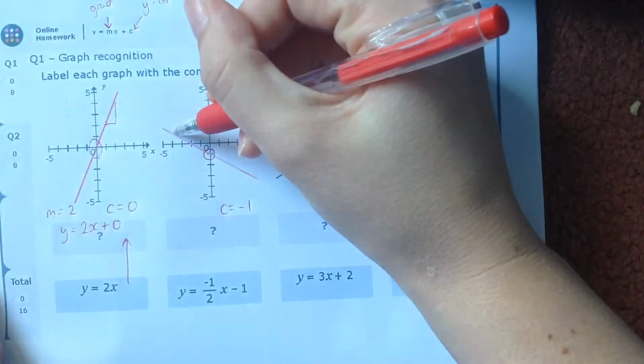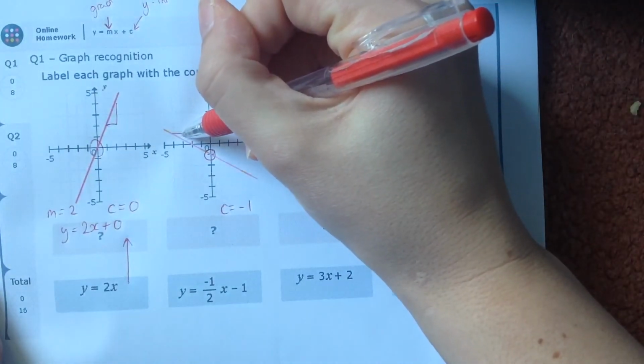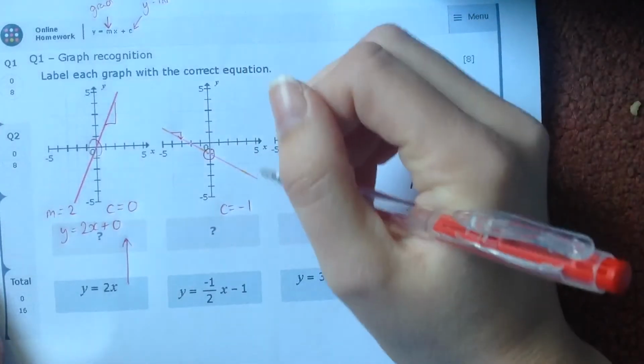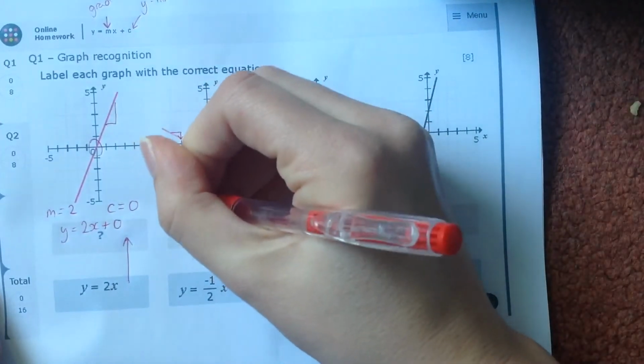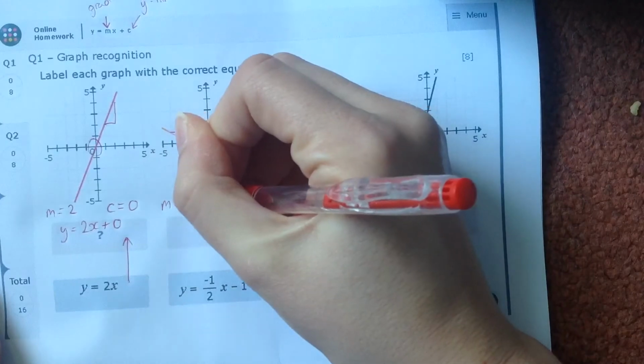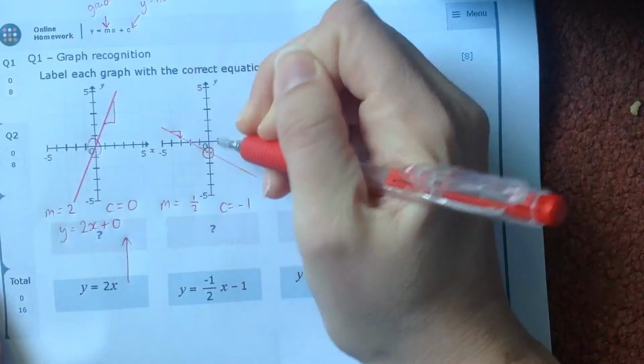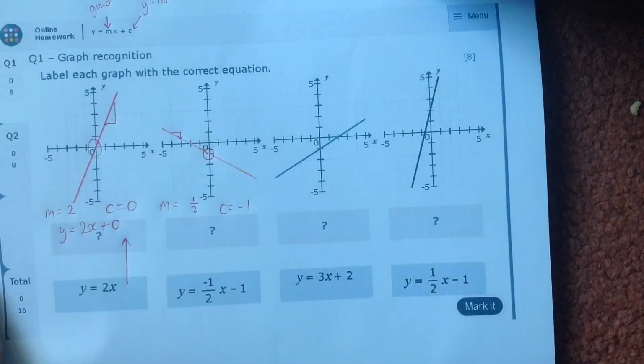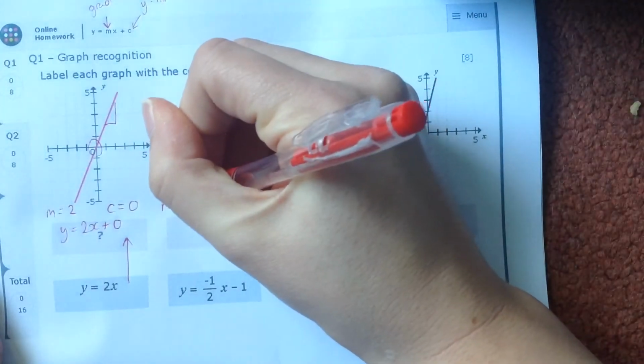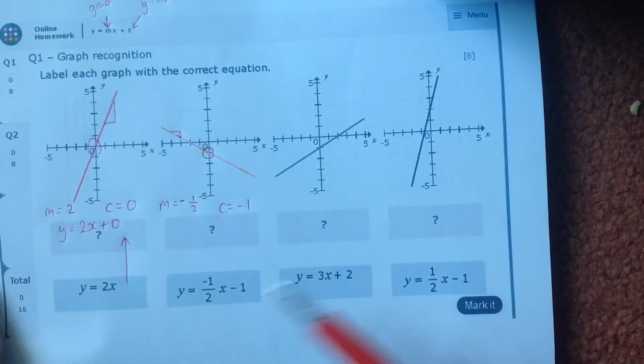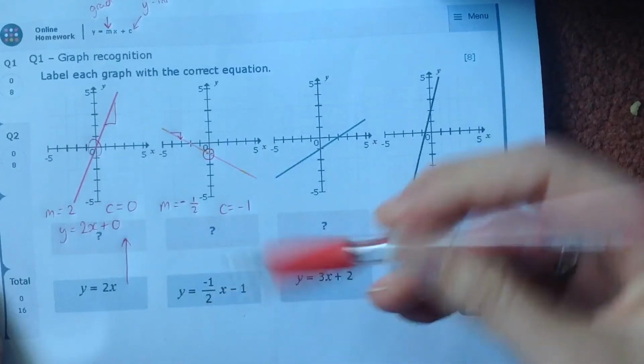So with this one, when we go across 1, we go down a half. So first of all, the gradient is a half. That's very important. But what's also important is that it's going down. If it's going down, the gradient is negative. So the gradient is -1/2. So which of these two is it? Well, it's got to be this one because it's got -1/2.